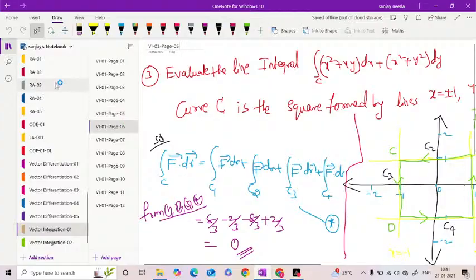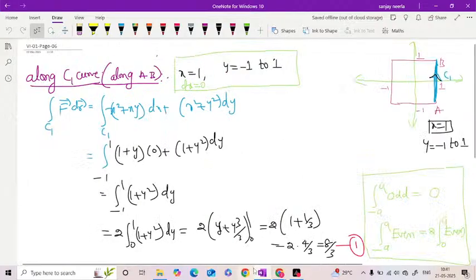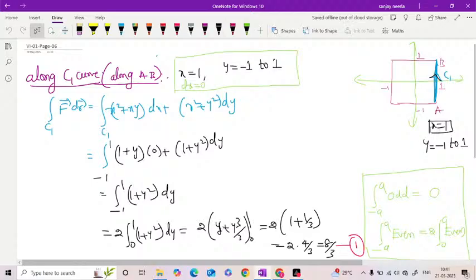So this is the first one, c1 path. In the c1 path, it is the vertical line. So x is equal to 1 and y running from minus 1 to plus 1. Now dx is equal to 0. Now after doing the normal integration, we will get 8 by 3.